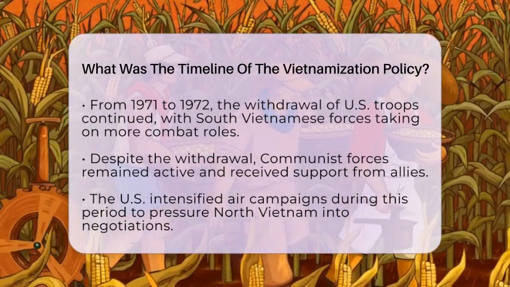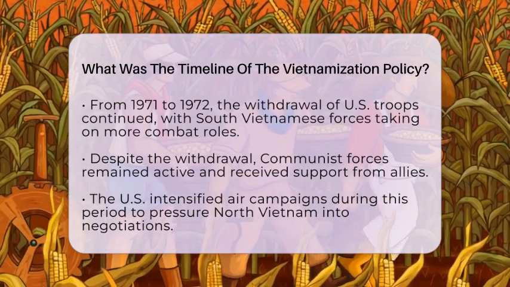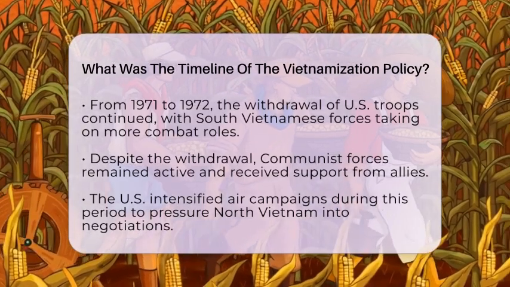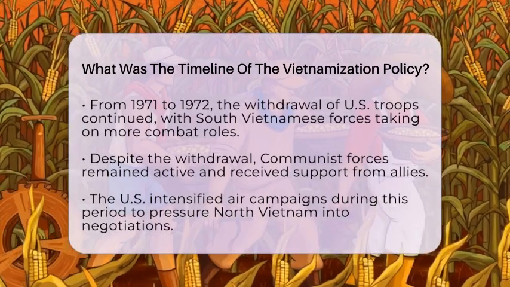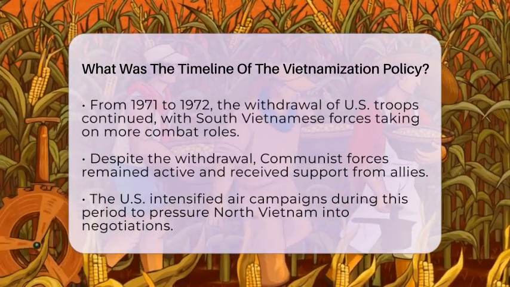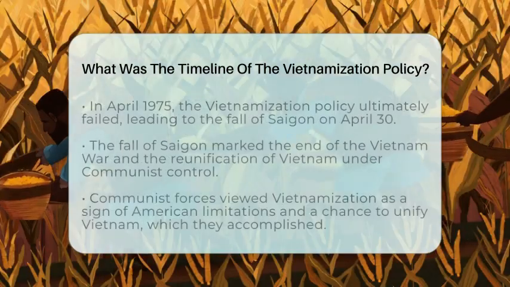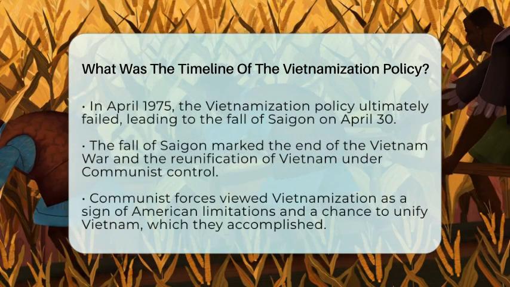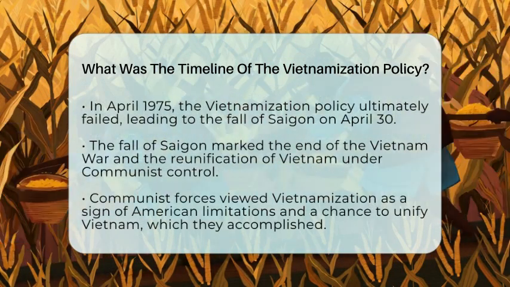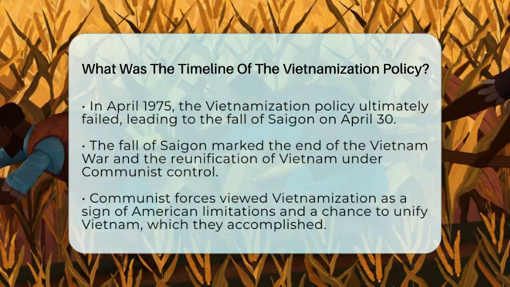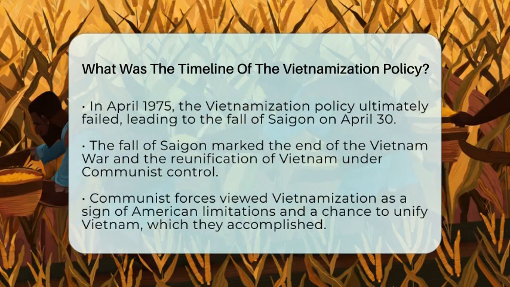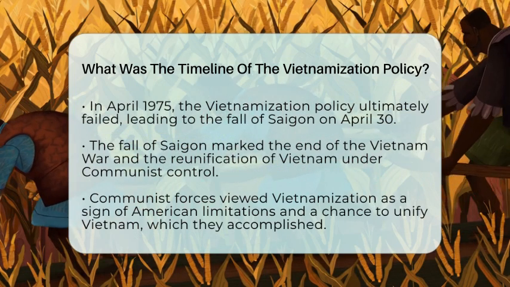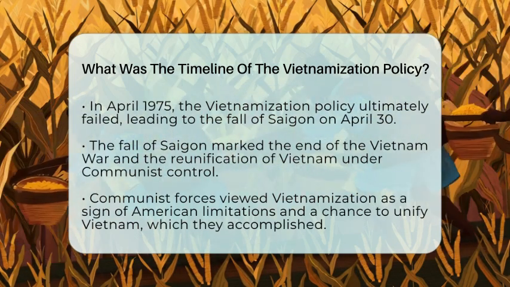The timeline reached a critical point in April 1975. Despite the intentions of Vietnamization to create a stable South Vietnamese defense, the policy ultimately failed. The final offensive by North Vietnamese forces, known as the Ho Chi Minh Campaign, led to the fall of Saigon on April 30, 1975. This marked the end of the Vietnam War and the reunification of Vietnam under communist control.